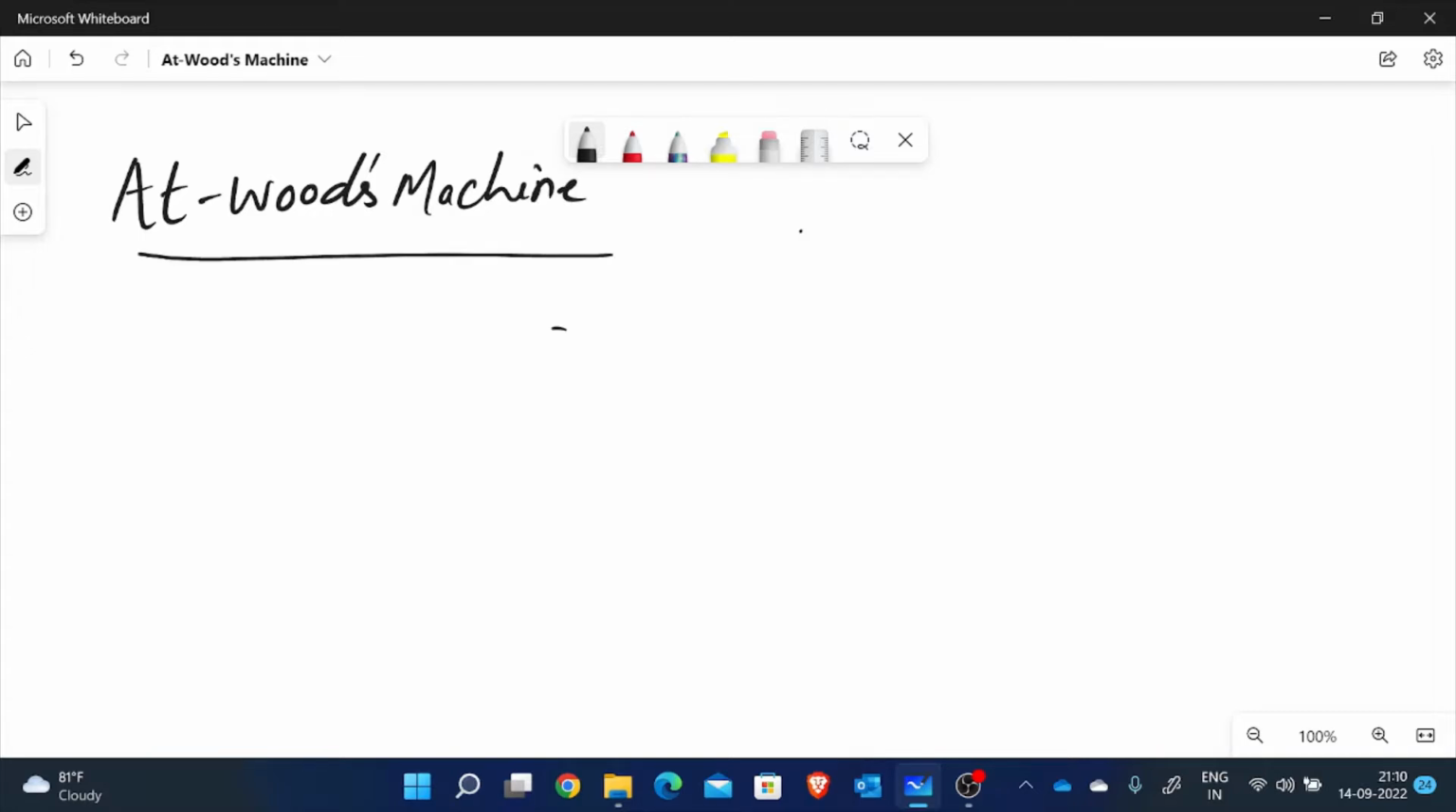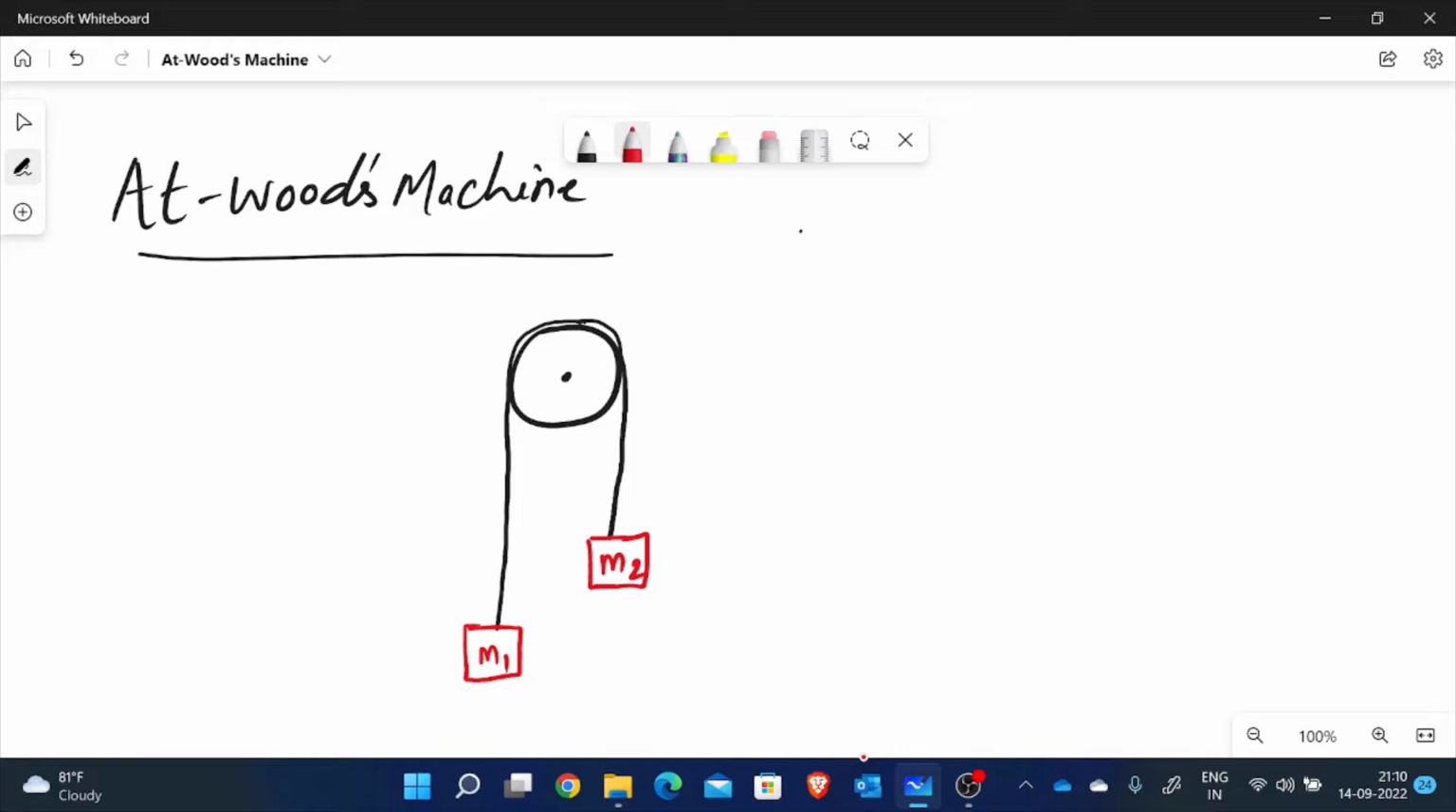In this lecture, we are studying about a simple machine that is called Atwood's machine, or you can simply say pulley mass system. So this is a pulley over which a string is passing like this, and the two ends of the string are attached with two masses. Let's say this is M1 and this one is M2.